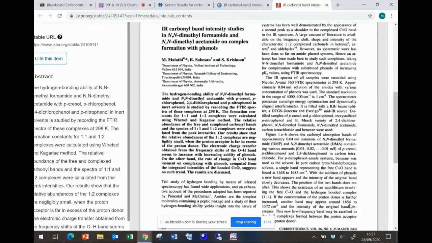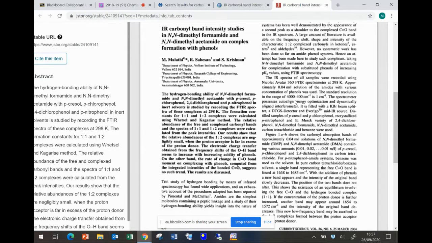Another thing this paper can give me is the wording: how the data and results are presented, how they are described, how they mention the different bands, how they mention how the bands were recorded, and what wavelength, what inverse centimeters were studied.